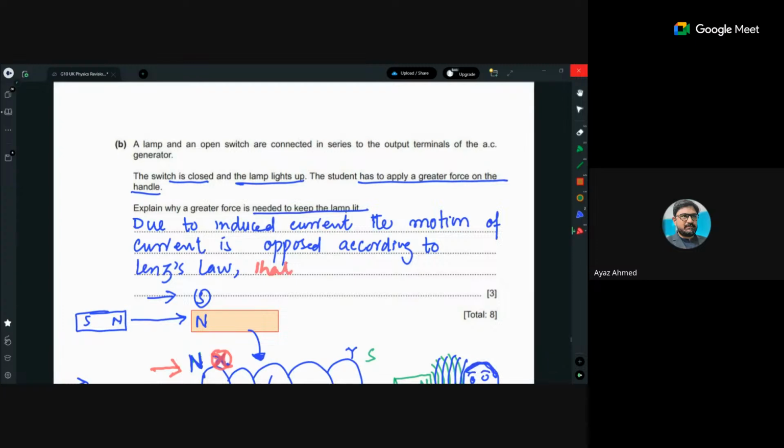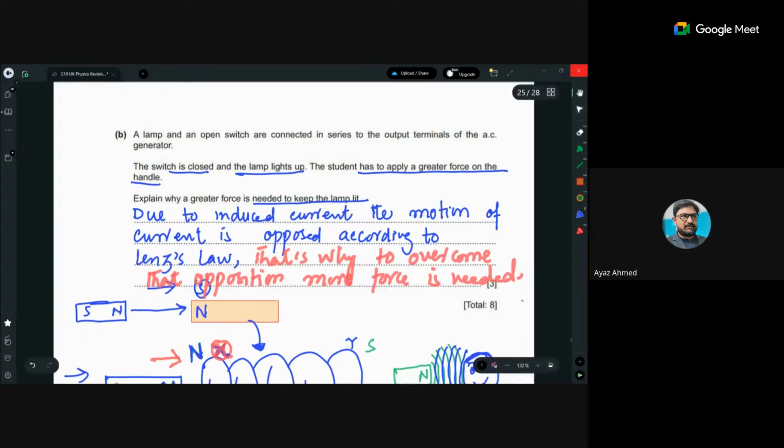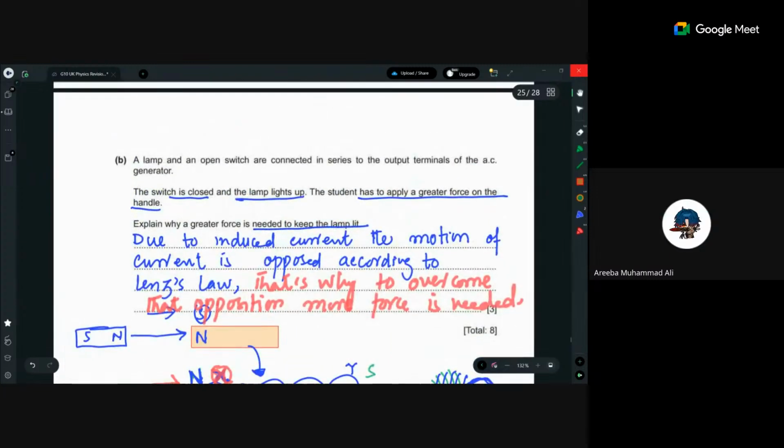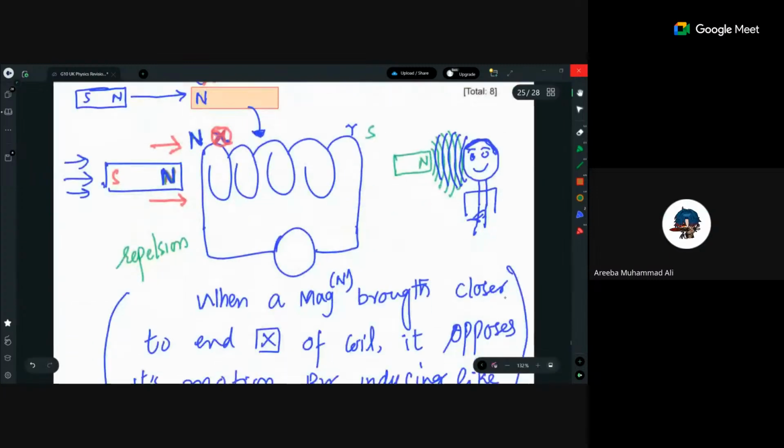That's why, to overcome that opposition, more force is required. More force is needed. ये बात clear है? Is this clear to you? Yes, sir. Okay.